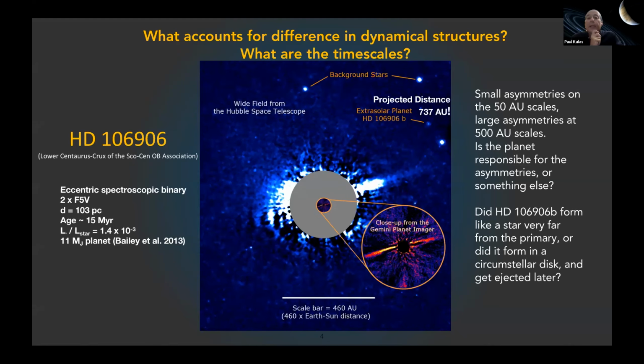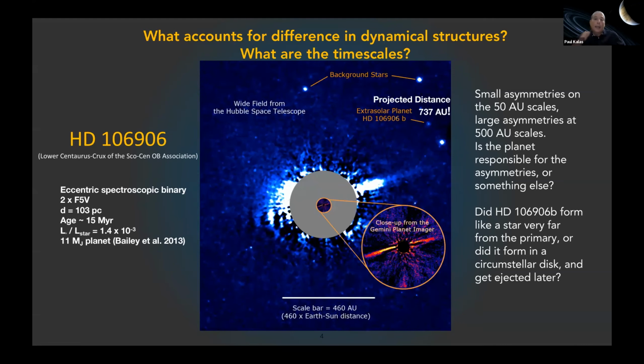And the question is, what are we looking at here? How did the planet end up at that large distance if it formed in a circumstellar disk? Or did it actually form in situ by a gravitational instability? Or could 106906b have been a planet captured from another star? So these were all mysteries. And one of the other questions is, does the planet account for the disk asymmetries? Is 106906b the dominant perturbing force that causes the highly asymmetric structure of the disk?